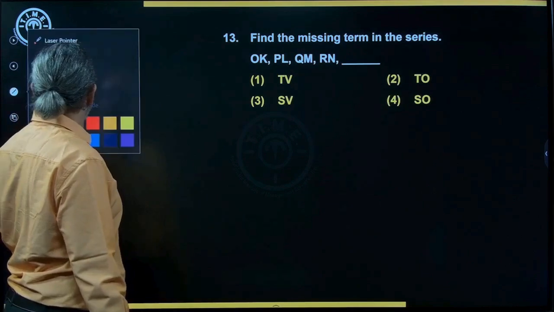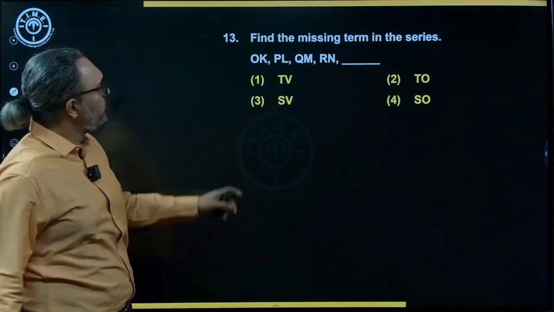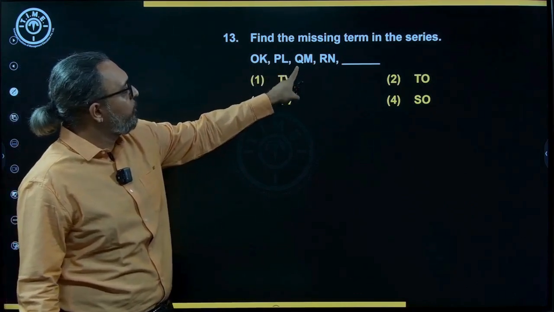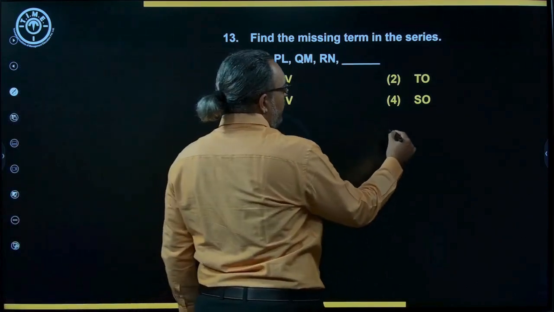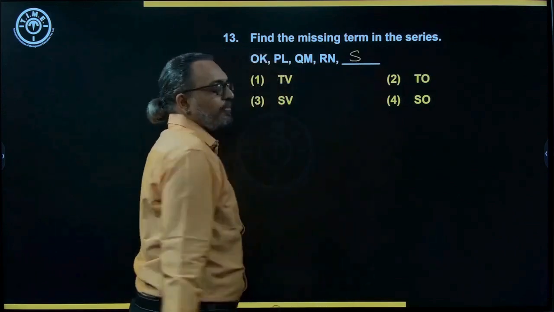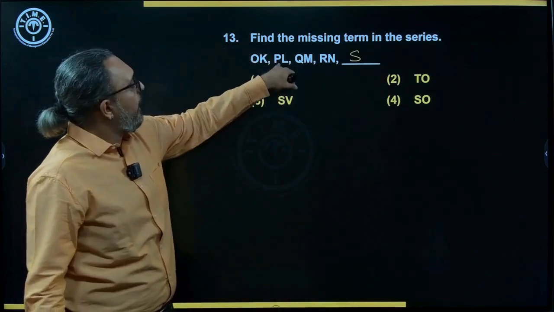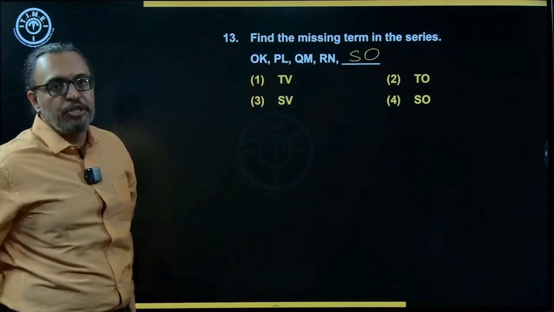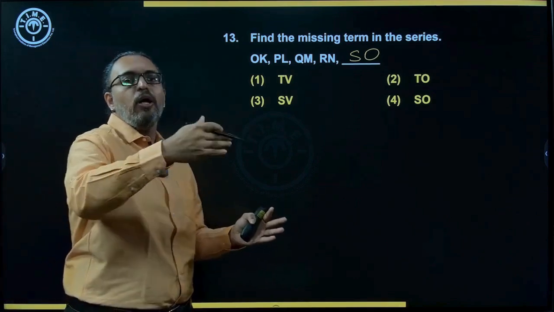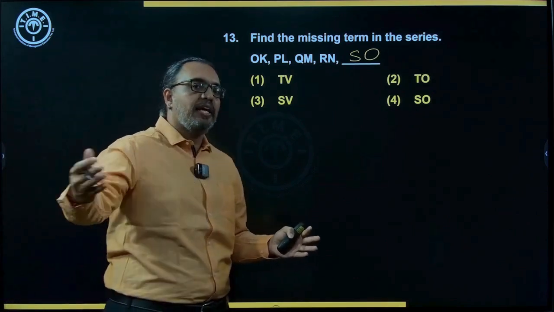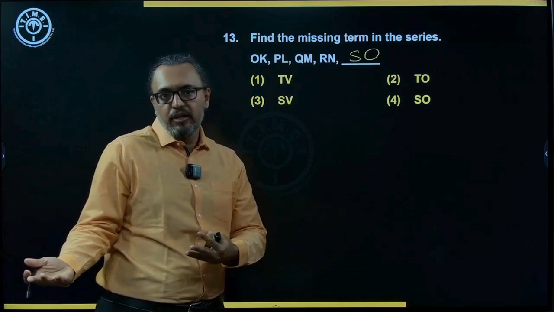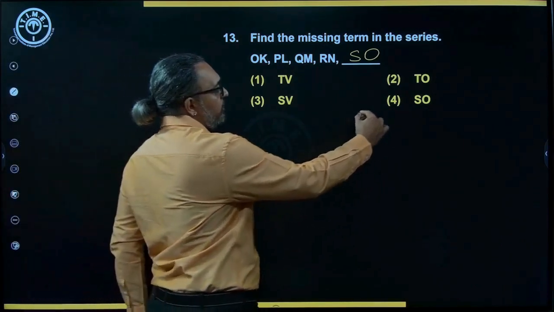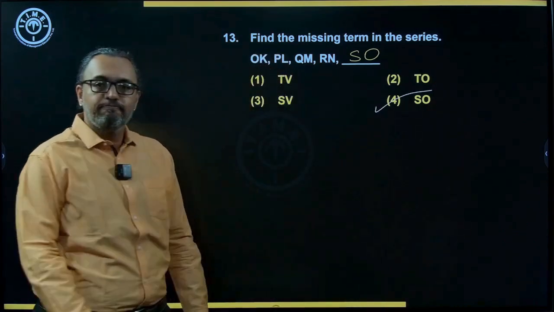Right. Then next one. So here a group is given. So you take separately, means take all the first alphabets. See, we have O, first alphabet, P, first alphabet, Q, R. So the next should be S. Then K, L, M, N, you have O. So basically it is S and O. It is consecutive alphabets. When you have a group, take all the first alphabets in the group, then all the second alphabets in the group. Like that, you can get your answer. So it is SO. And that's available in option 4. Right?